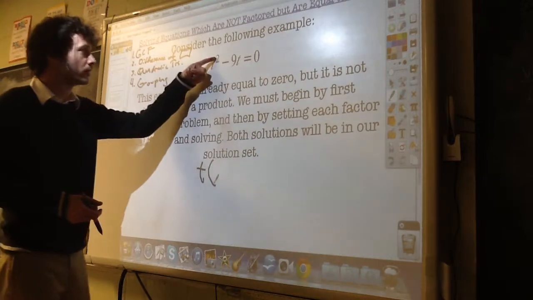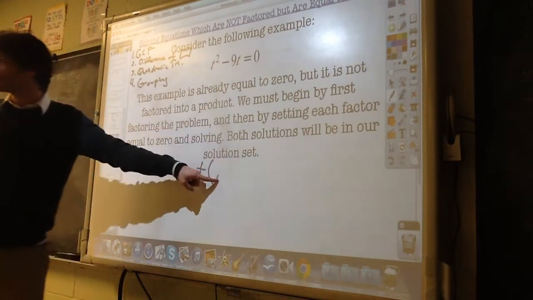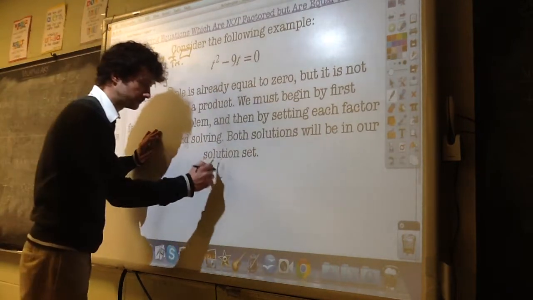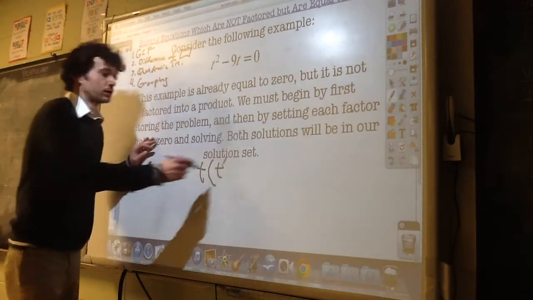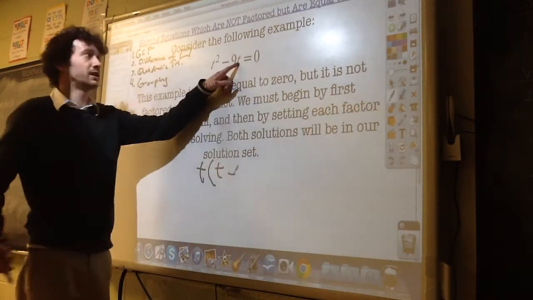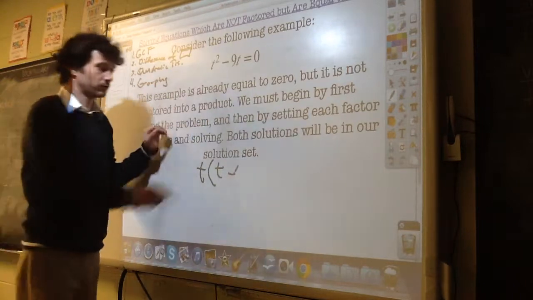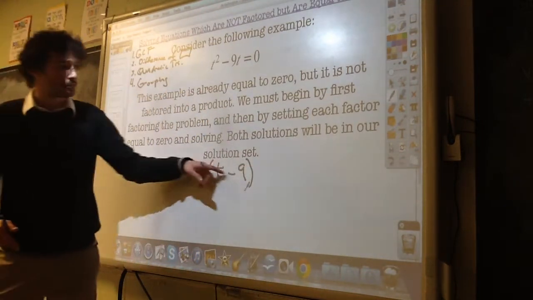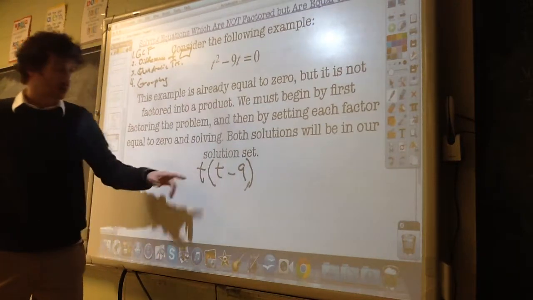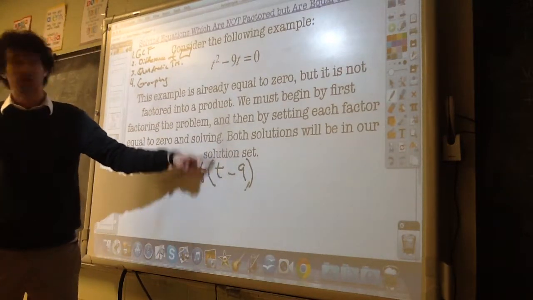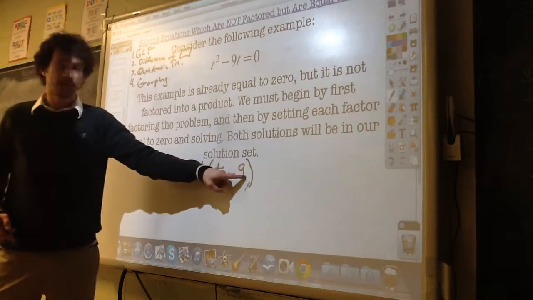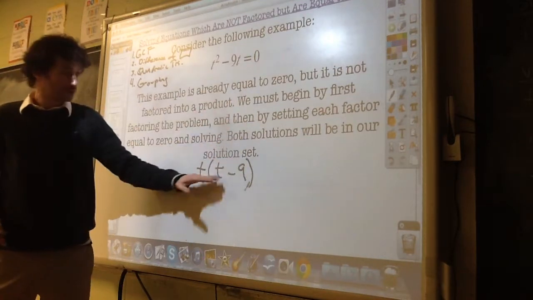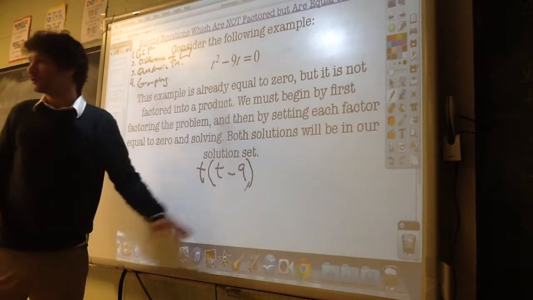So if I had a T squared and I pulled out a T, what's left? I have just T, 1 T. Good, and here I had 9T and I pulled the T out, so now all that's left is just the 9. Think about it. If I distributed, would I get my problem back? Let's check. T times T, what would that give me? T squared, which is what I wanted. And T times negative 9 would give me back negative 9T. Good. So this is the same as this. I've just factored it, right?